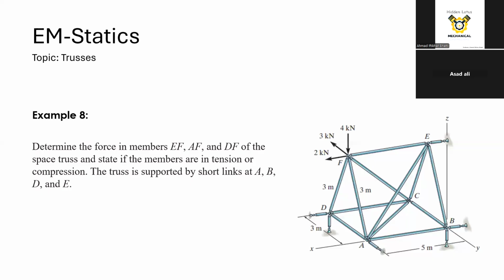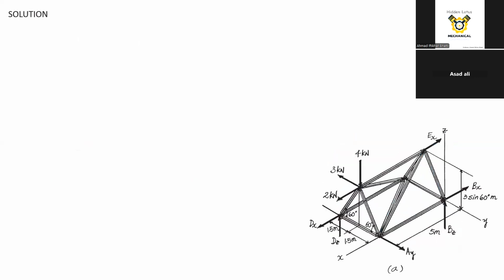In this problem, we have to find the forces in members EF, AF, and DF of the space truss and state if the members are in tension or compression. And you see, this truss is supported by short links at points A, B, D, and E, while at link F, three external forces are acting on this space truss. So, we can assume that our space truss is in equilibrium condition.